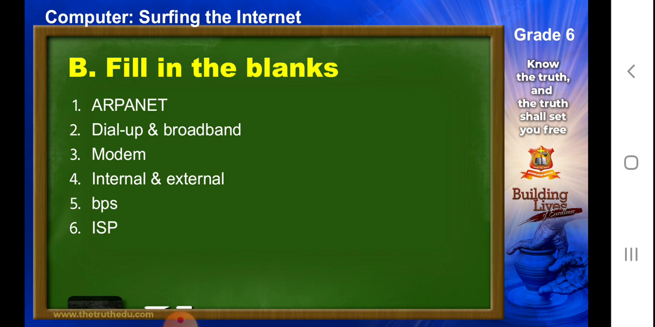Moving to fill in the blanks, the internet was initially known as ARPANET. That is very easy and simple. There are basically two types of internet access connection, dash and dash, which are dial-up and broadband. Third one, a dash is a device that allows a computer to connect and communicate with other computers. The answer is modem. Next one is, a modem can be either internal or external. So that's the fourth answer.